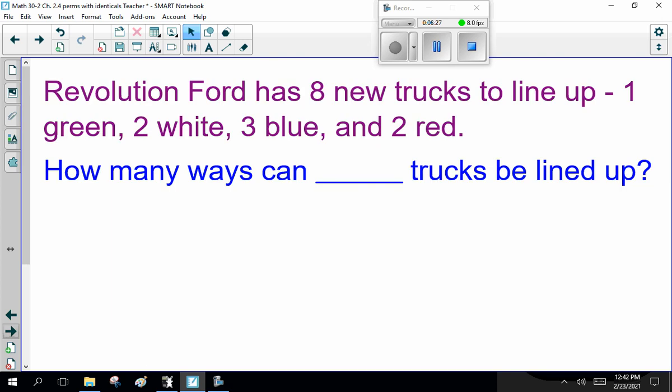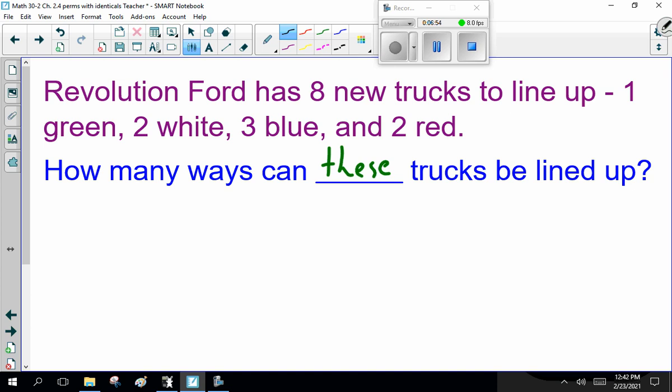Now, here's a question for you. Revolution 4 has 8 new trucks lined up: 1 green, 2 white, 3 blue, 2 red. How many ways can these trucks line up?